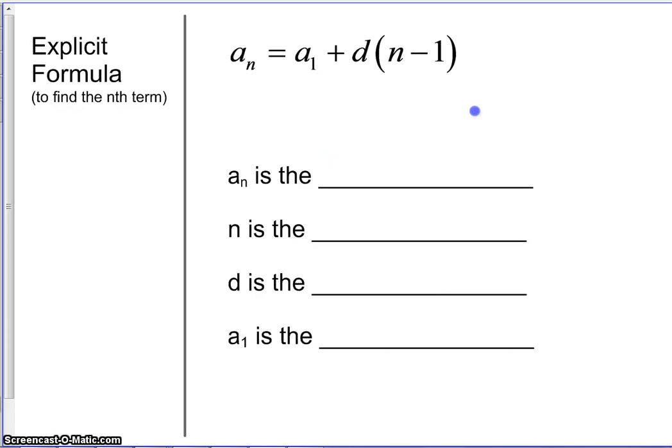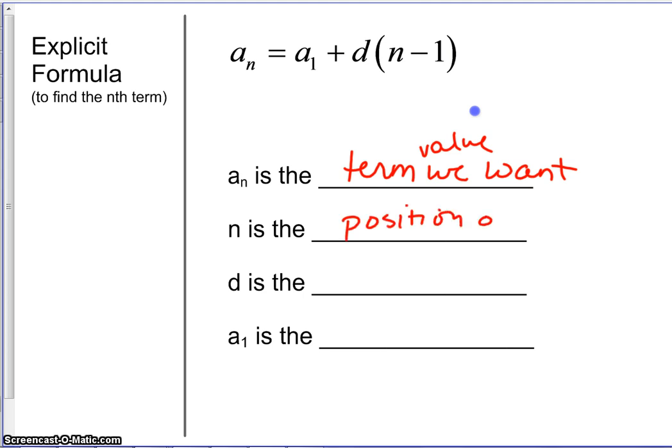Let's talk about our easiest way, an explicit formula, where a sub n is the term we're looking for. So it could be, in this case, the 20th term. a sub n is the term, kind of like the whole value, the term value. And n is what term it is. Is it the first, the second, the third, the fourth? So n is the position of the term: first, second, third, fourth, fifth.